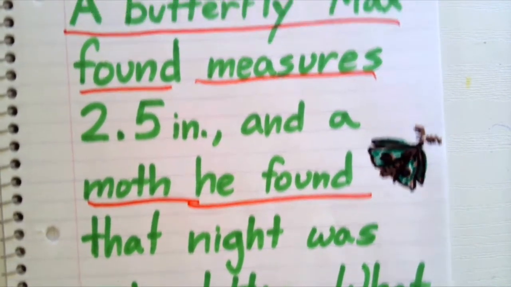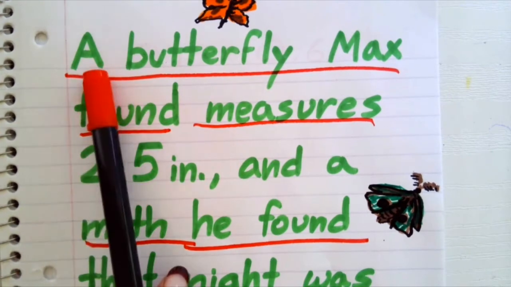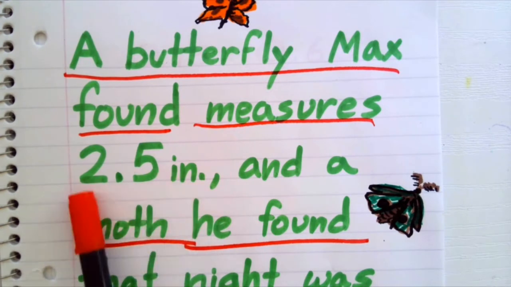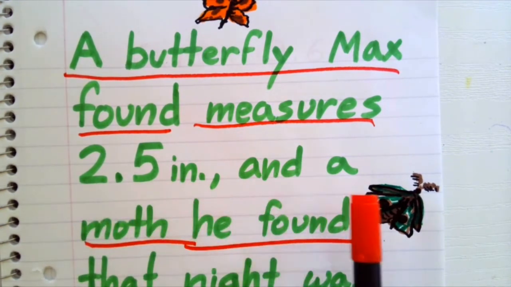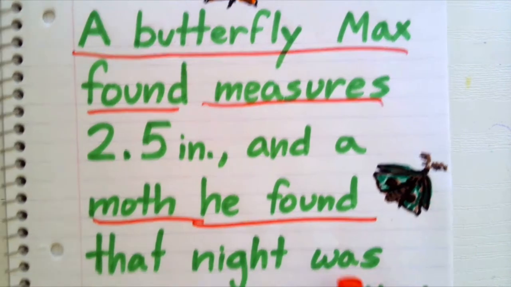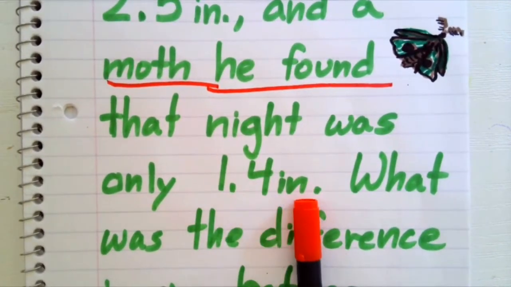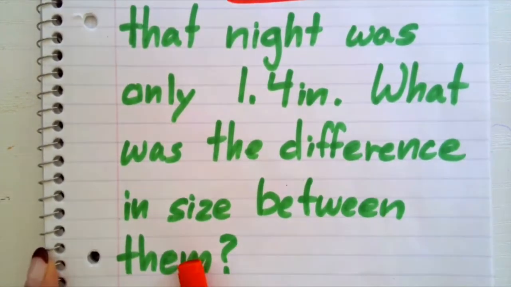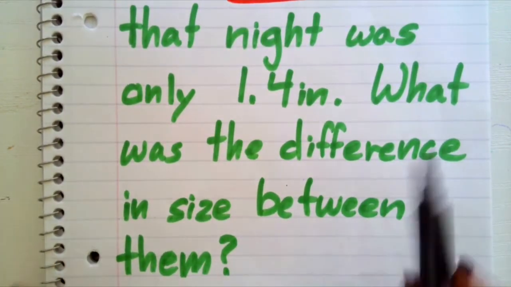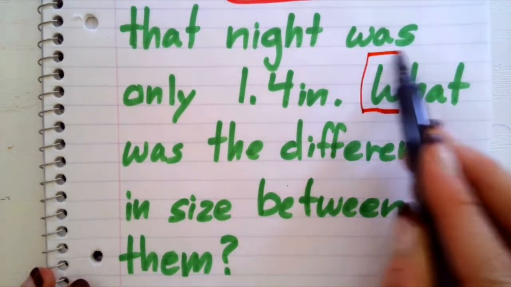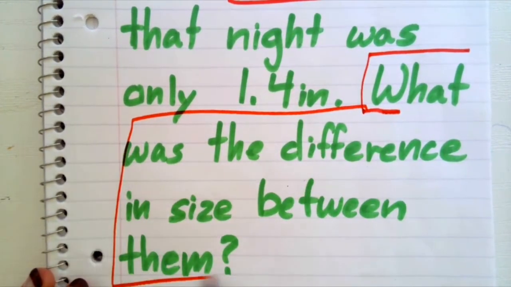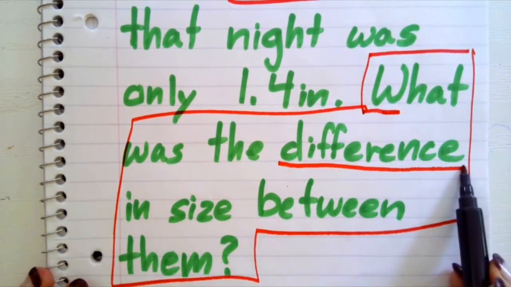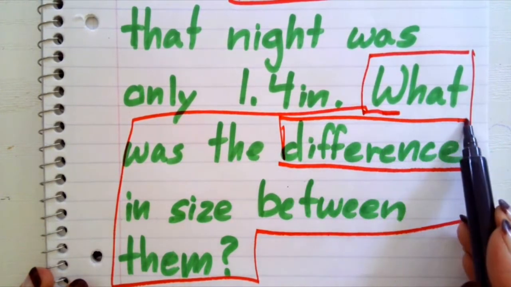What is it asking us to figure out? A butterfly Max found measures 2.5 inches, or 2 and 5 tenths inches, and a moth he found that night was only 1 and 4 tenths inches. What was the difference in size between them? The question at the end has the word difference.